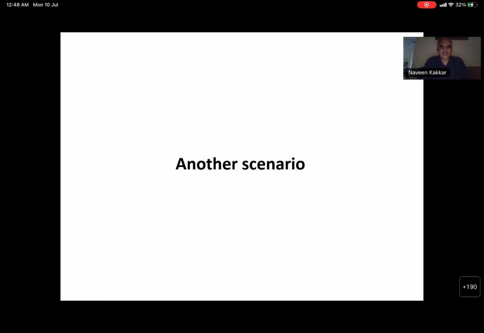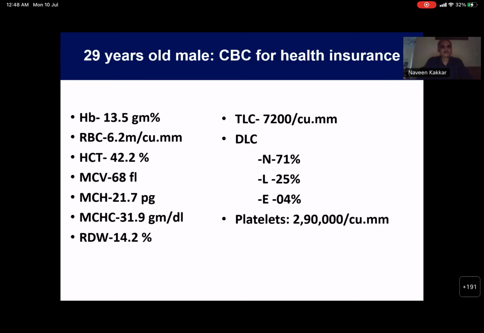So I want to give another scenario again to Annie. I wanted to interpret this case for me only from the indices. CBC is done for health insurance. Those are the values. What's your comment?